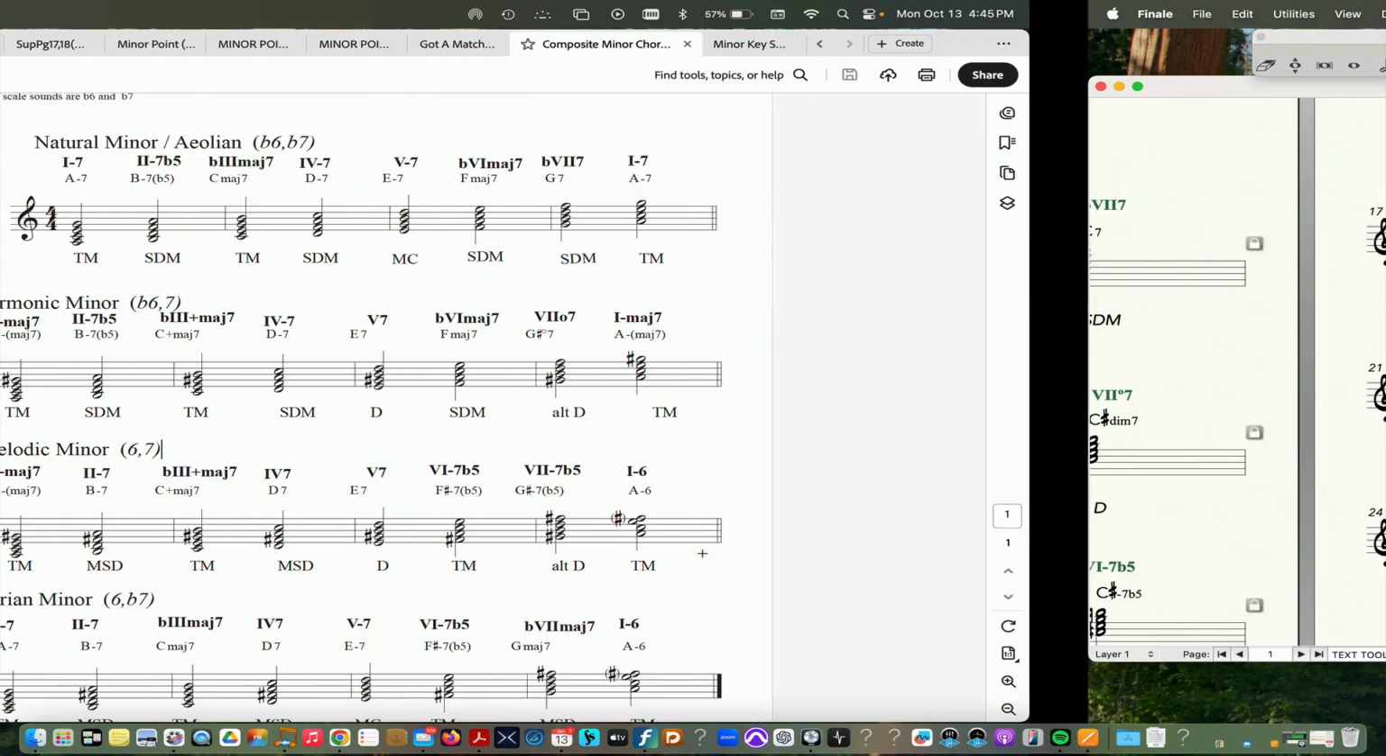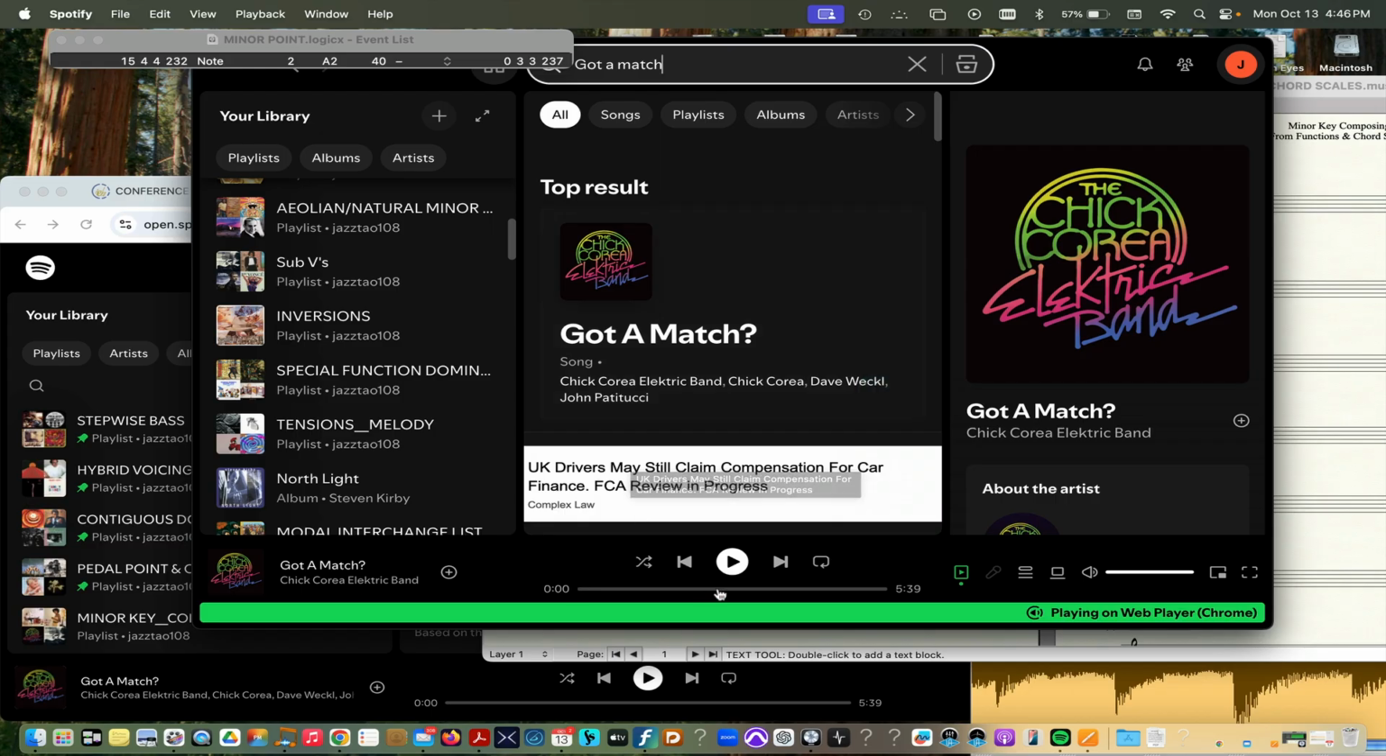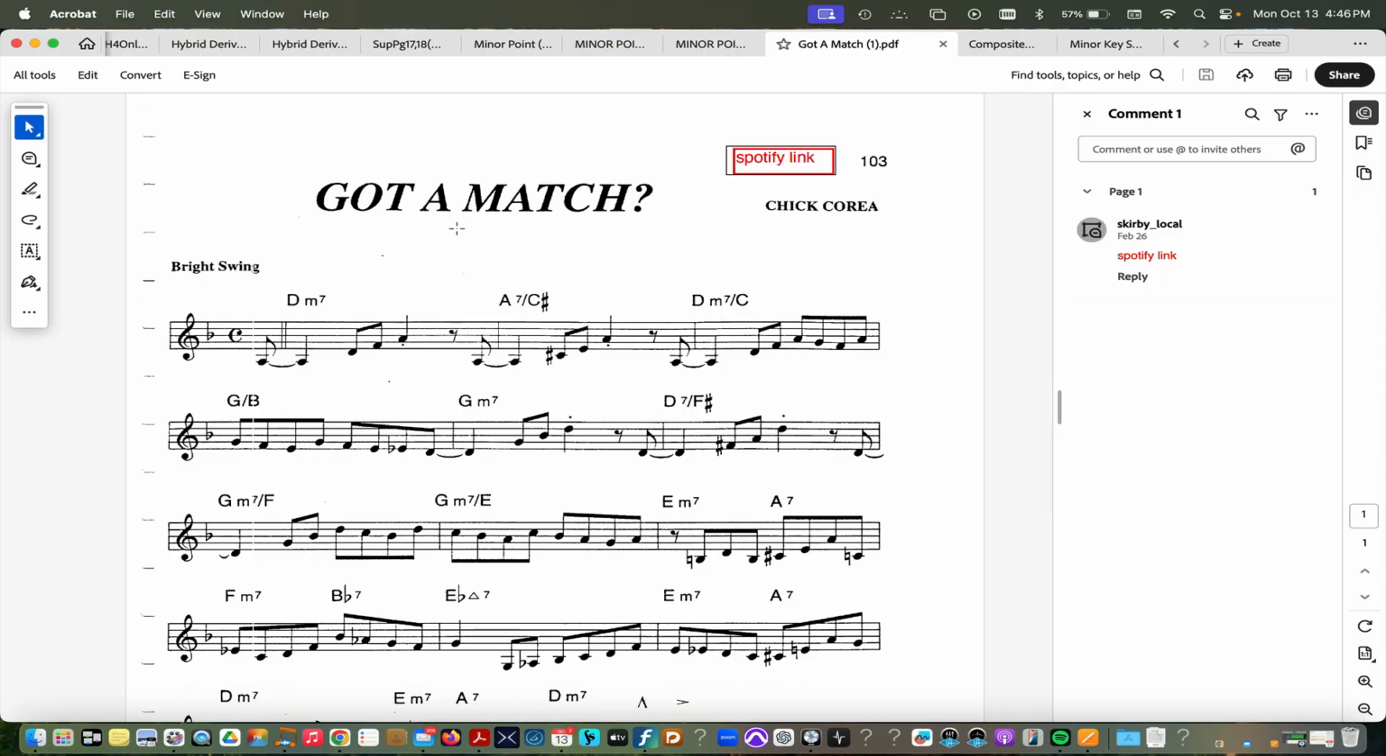This is a song by the great Chick Corea, and it's in D minor. Here we go. This is the intro.